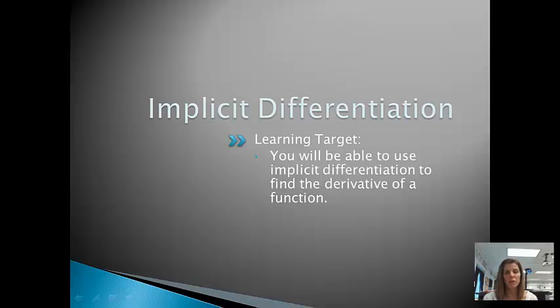When finding the derivative of a function, it will sometimes be necessary to use a method called implicit differentiation. So at the end of this lesson, you'll be able to use implicit differentiation to find the derivative of a function.